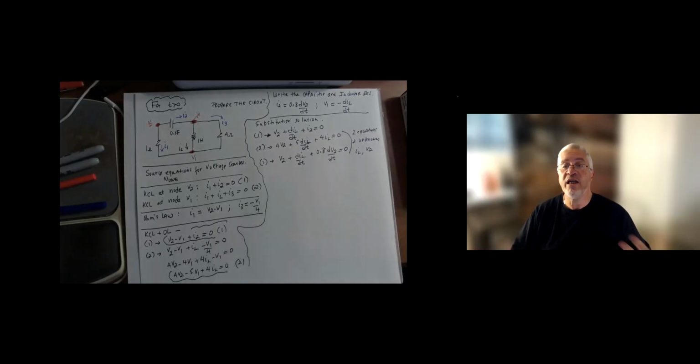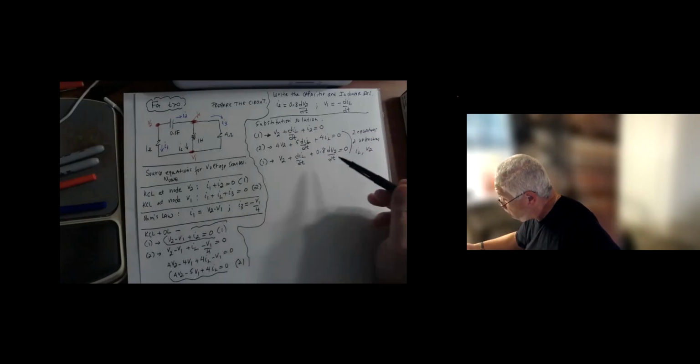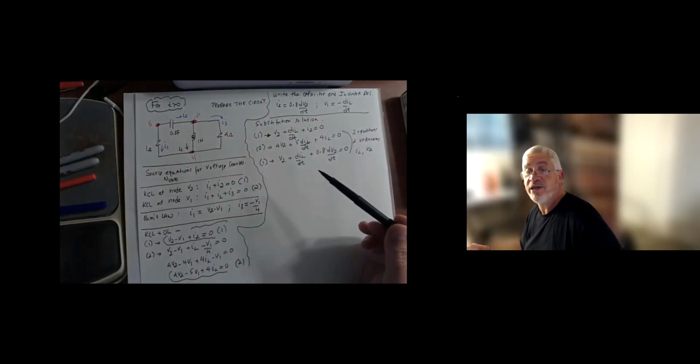Okay, so now you can see, what do I have here? I have two equations, two unknowns. And the unknowns are IL and V2. Okay, so I'm going to essentially use substitutions to essentially solve for either IL or V2. V2 is the voltage across the capacitor, and IL obviously is the current through the inductor.